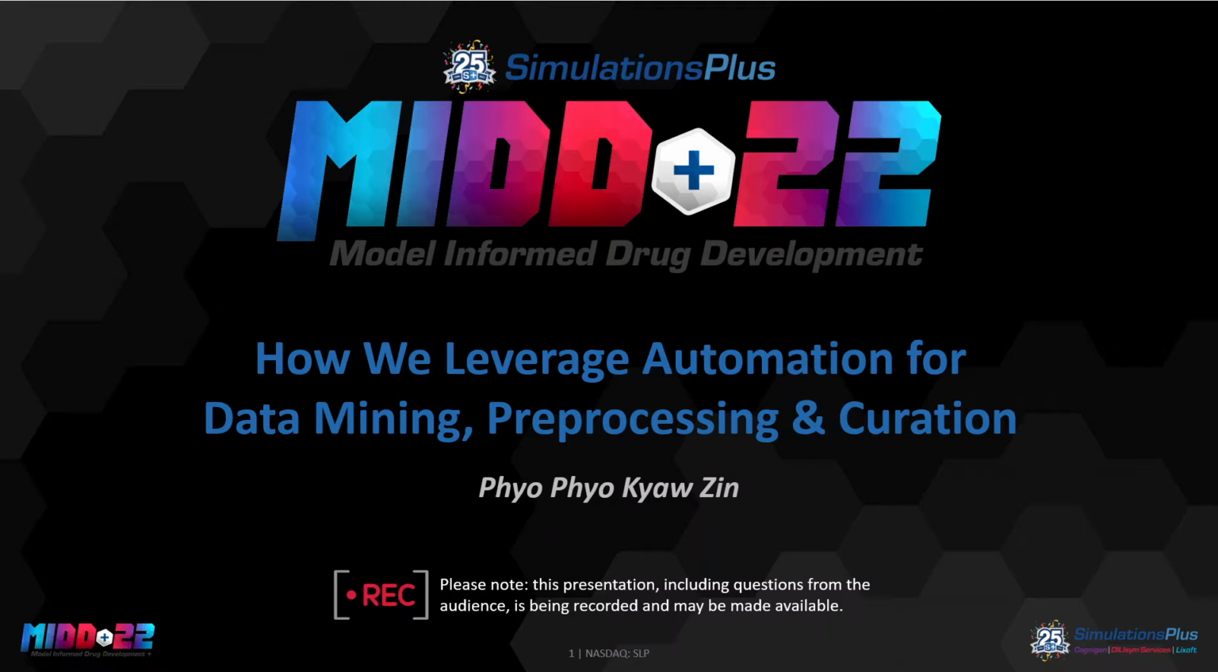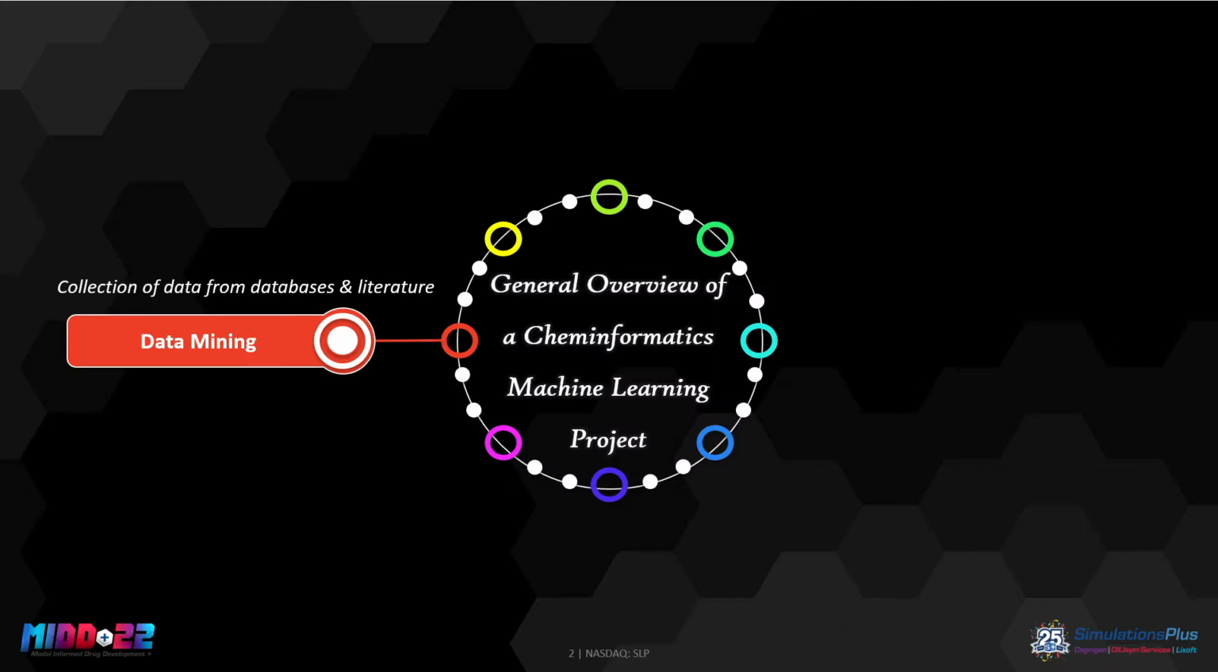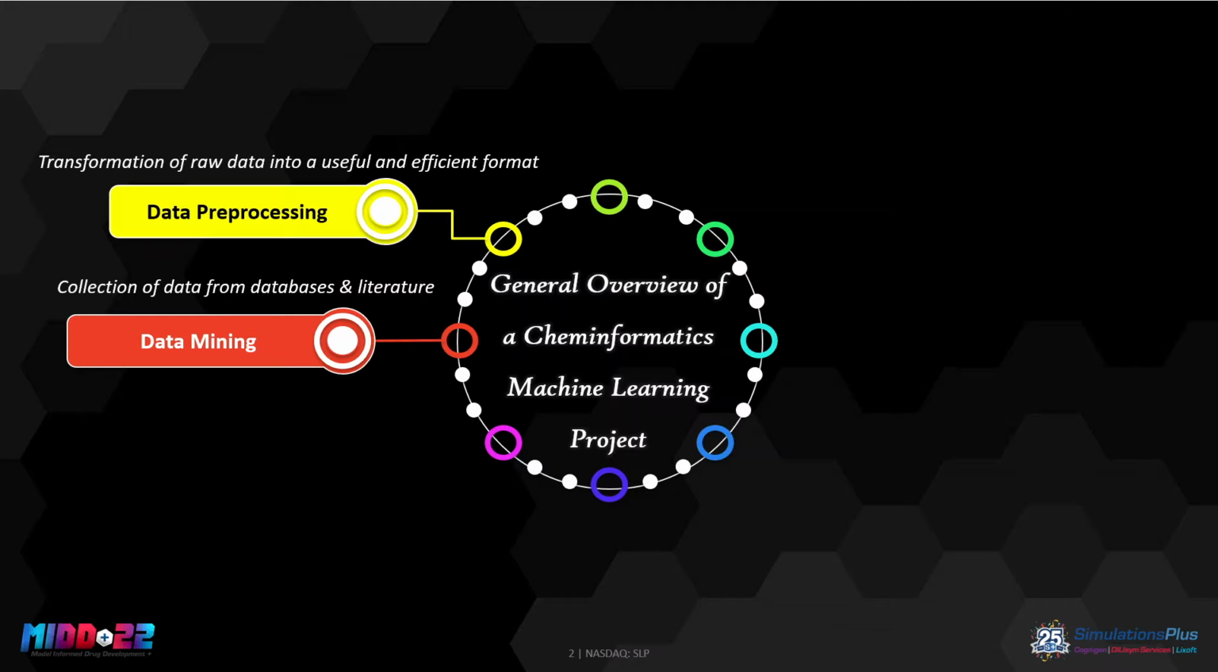In today's presentation, I'll be covering how we leverage automation for data mining, pre-processing, and curation. To give a general overview of a cheminformatics machine learning project, the very first step is data mining. This is where we collect data from commercial public databases and literature. And then we do data pre-processing.